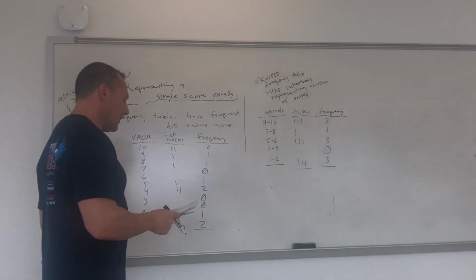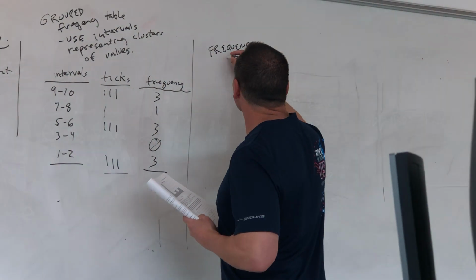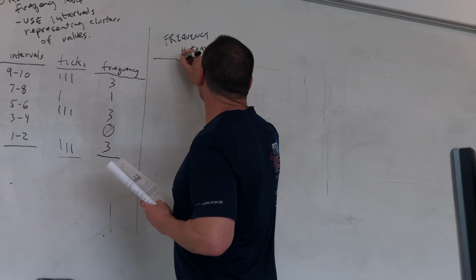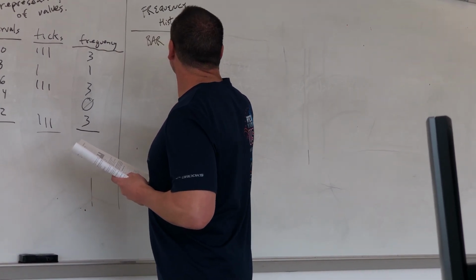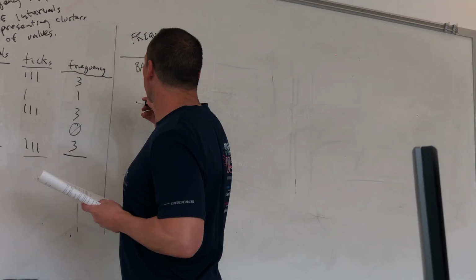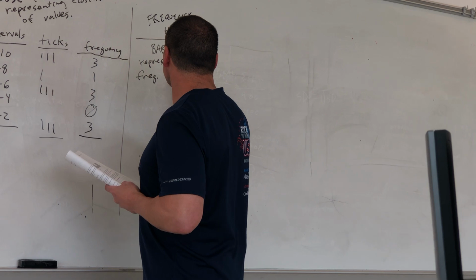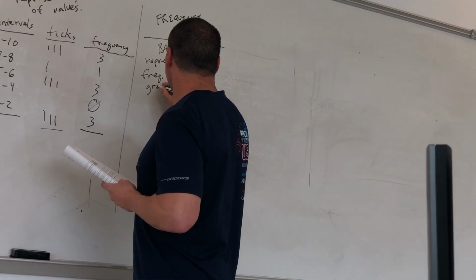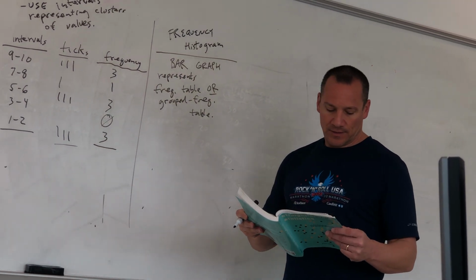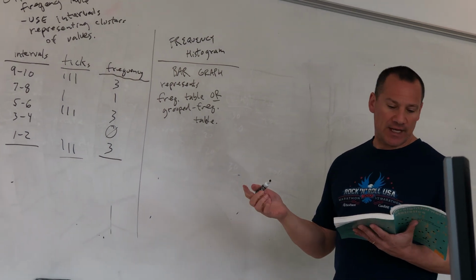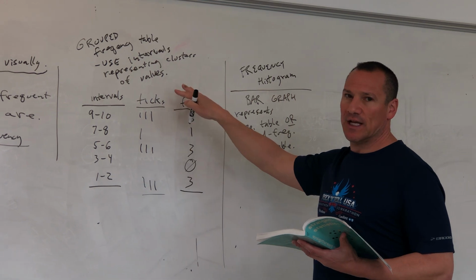Two more ways that we can represent the data visually. One is what we call a frequency histogram. The frequency histogram is pretty much a bar graph that represents either a frequency table or a group frequency table. So there's three steps as demarcated on page 28. Why don't we do a frequency histogram for this group frequency table right here.